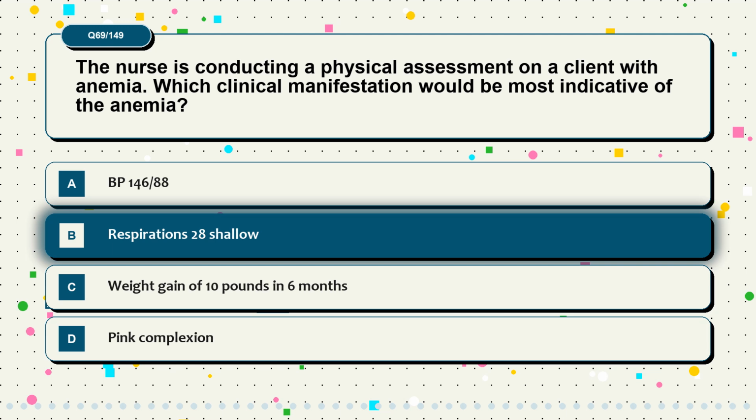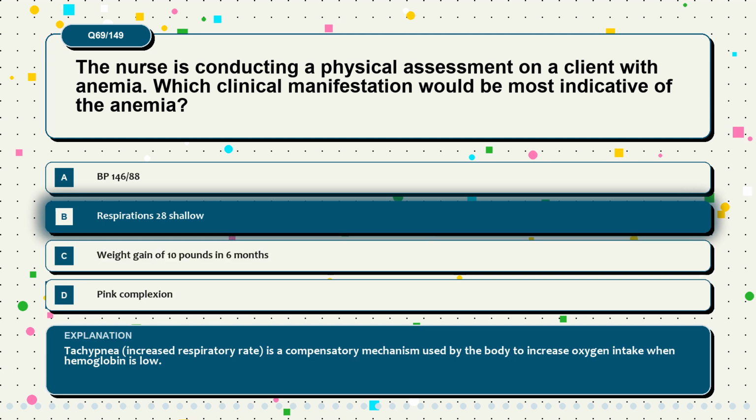The correct answer is option B, respirations 28 shallow. Tachypnea, increased respiratory rate, is a compensatory mechanism used by the body to increase oxygen intake when hemoglobin is low.